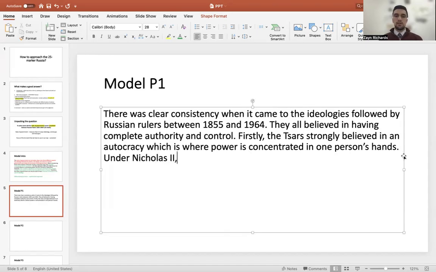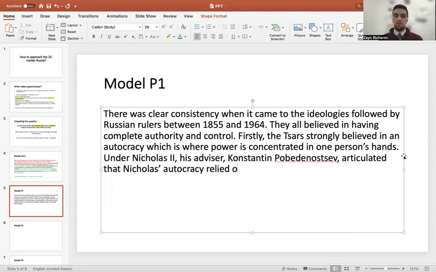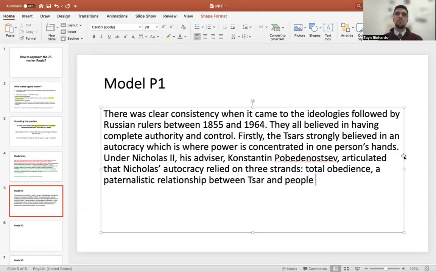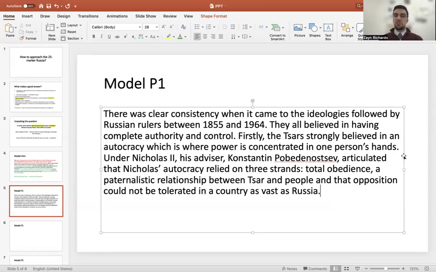So I'm going to say under Nicholas II, his advisor, and he always spells his name wrong, Konstantin Pobedonostsev, articulated that Nicholas's autocracy relied on three strands: total obedience, a paternalistic relationship between Tsar and people, and that opposition could not be tolerated anywhere, especially in a country as vast as Russia. So that is specific evidence because I've name dropped Konstantin Pobedonostsev.